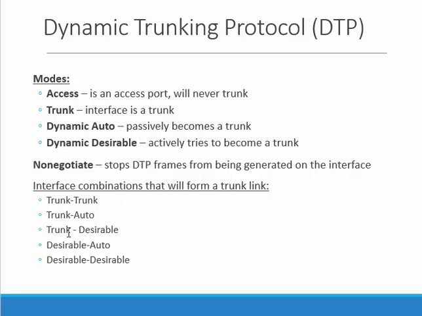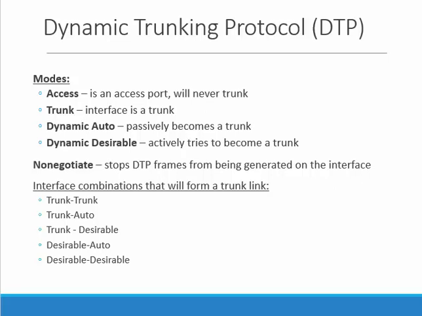Trunk and desirable. I'm going to be a trunk. Desirable means I desire to be a trunk, so it'll actively seek it out. That's great because the other side's a trunk also. Desirable and auto, right? Because I'm actively seeking to be a trunk, if the other side agrees that it's willing to be a trunk and all the parameters match, for example, native VLAN, they'll become a trunk. In this case, auto will agree to be a trunk if you want to be a trunk, right? And desirable will form a trunk because they both are actively seeking to become a trunk.